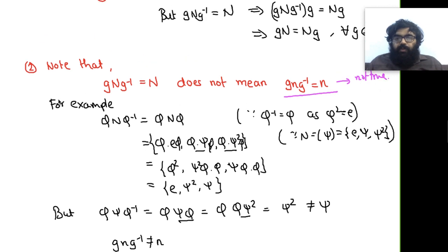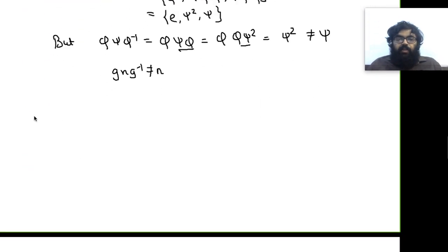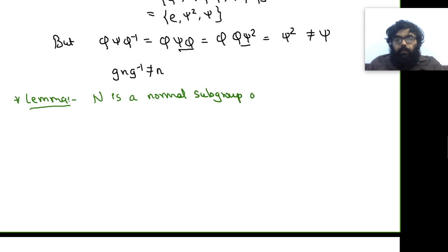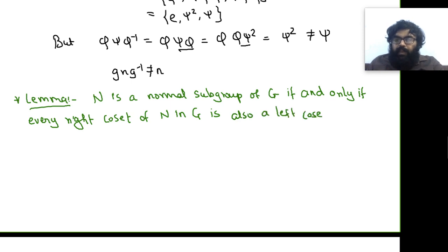Now our first observation was this: if N is normal, then G N G inverse equals N, and multiplying by G, we have G N equals N G. That means every right coset is the same as a left coset, and every left coset is the same as a right coset. And the converse is also true, which is a very important lemma. So let us state that result. N is a normal subgroup of G if and only if every right coset of N in G is also a left coset of N in G.